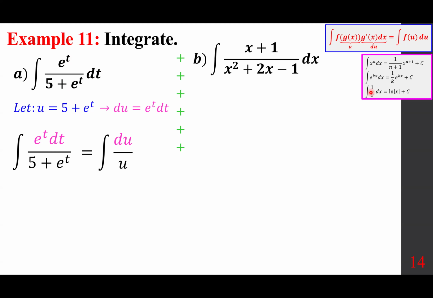Again, we've seen this many times before. The answer is a natural log of absolute value of u plus c. Replace it. And if you want to lose the absolute value sign, you can, because 5 plus e to the power of t is a positive expression.